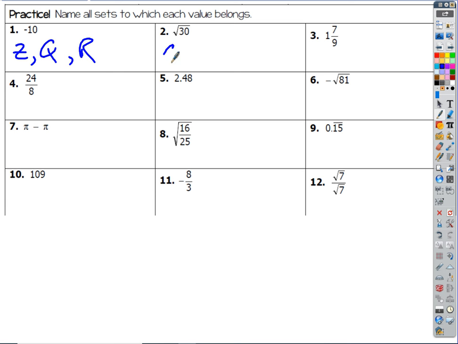Q prime. And then the only other thing that would show up every time would be what? Real, yeah. They're all real numbers, aren't they? Okay. What about pi minus pi? Whole number. It's a whole number, so then it would have to be an integer and a rational and a real. You get the idea.